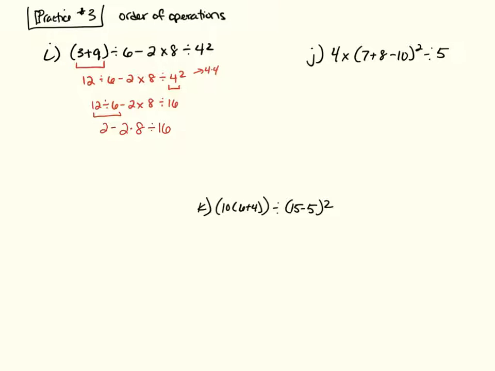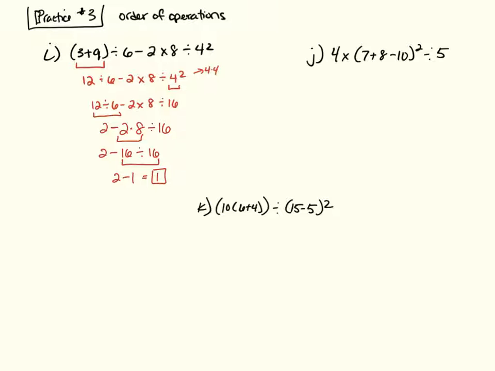The next thing to do is the multiplication in the middle. Yes, you're going to take care of that before you do the division. So we got 2 minus 2 times 8 is 16. Bring down the division of 16. So this right here goes next. 16 divided by 16 is 1. And then lastly, you have 2 minus 1, which is 1.